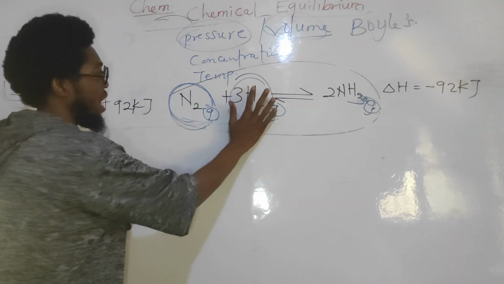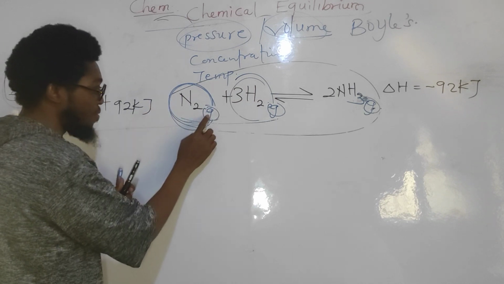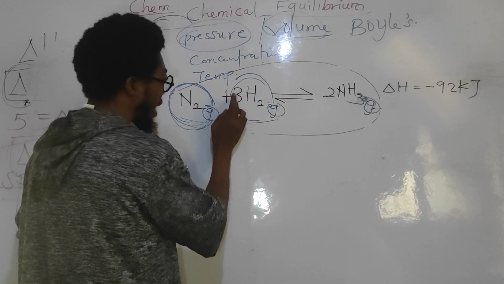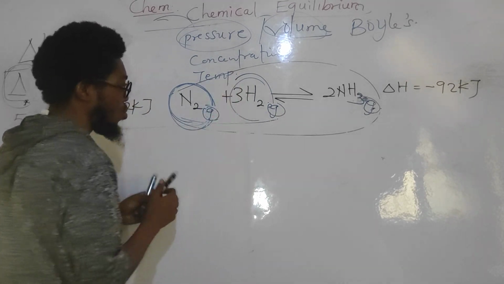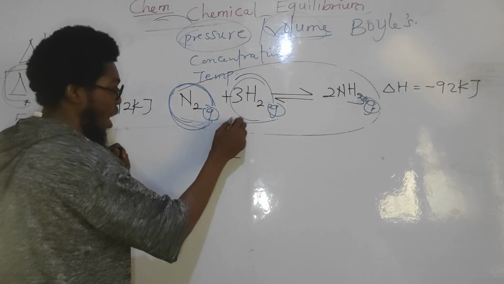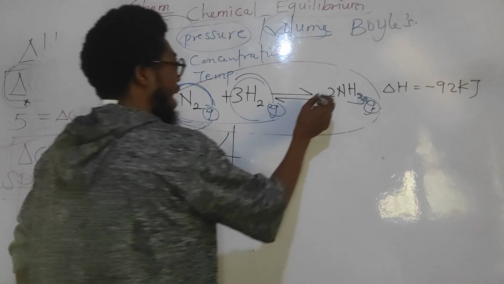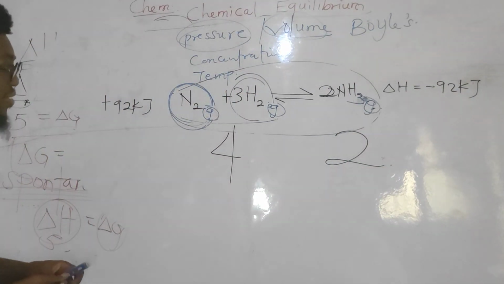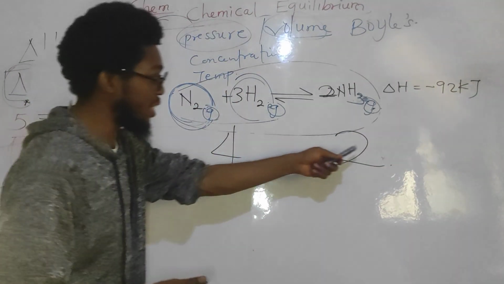If you look at the left hand side, all the gases that I have there, this guy is a gas. How many does he have here? 1. This guy is also a gas. What does he have here? As there, this mole is 3. So that means that the total gas I'm having on the left hand side is how many? While on the right hand side, the total gas I have here is how many? Is 2. You can see that the gas here is more than the gas here.